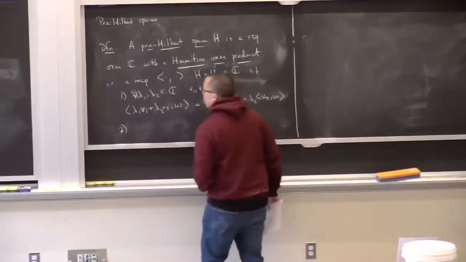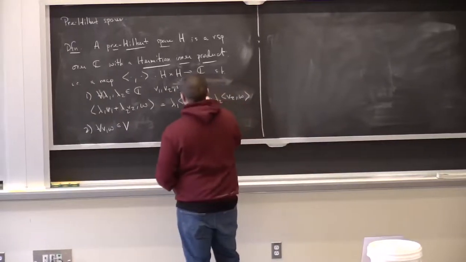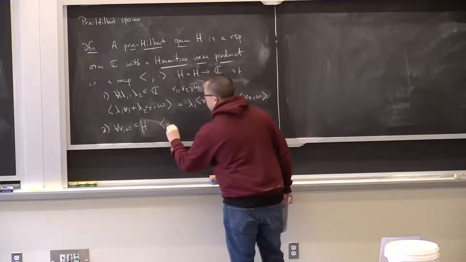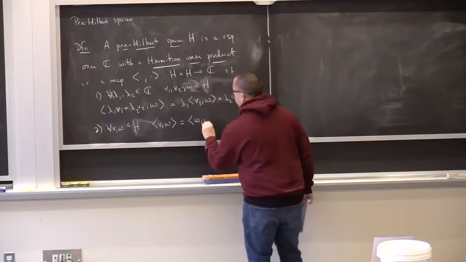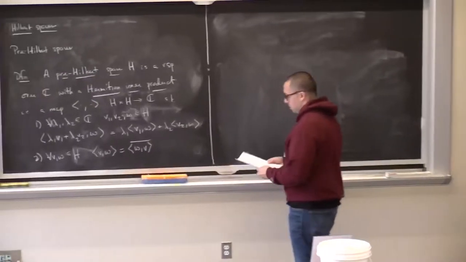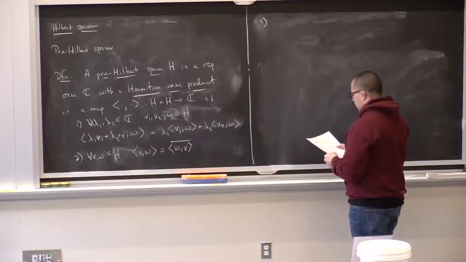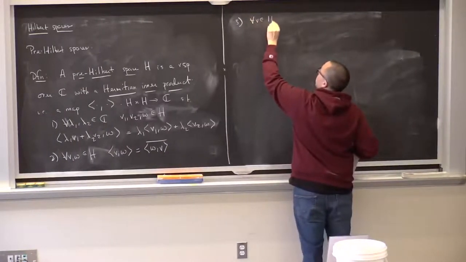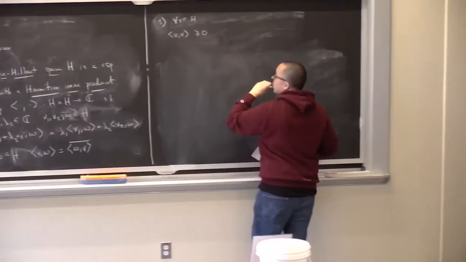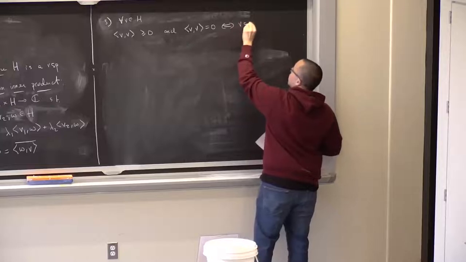Two, for all v, w, and I wrote capital V, I should have written H a minute ago. Now we're in Hilbert spaces, pre-Hilbert spaces. For all v and w, the inner product of v and w is equal to the complex conjugate of the inner product of w with v. And the following, which is positive definiteness of the inner product, if you'd like to call it that: for all v in H, the inner product of v with itself is bigger than or equal to zero, so it's a real number, and it's non-negative. And this quantity equals zero if and only if v is the zero element.